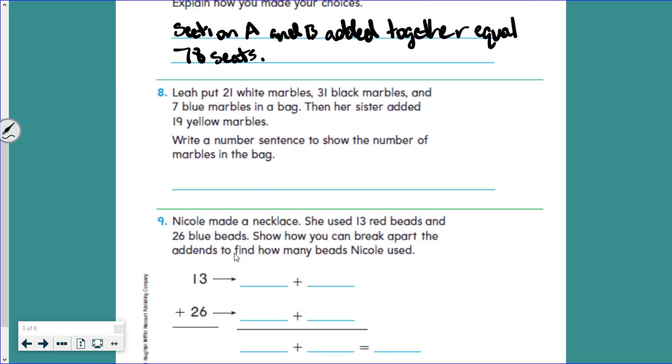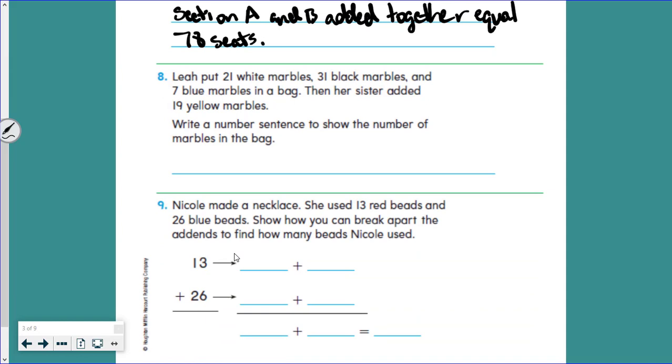Okay, number 8, Leah put 21 white marbles, 31 black marbles, and 7 blue marbles in a bag. Then her sister added 19 yellow marbles. Write a number sentence to show the number of marbles in the bag. Alright, so go ahead and pause your video, and then we'll work through this one together after you give it a try on your own. Alright, so Leah had 21 white marbles.